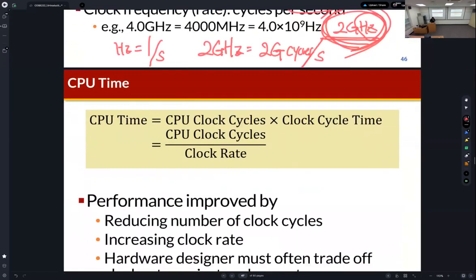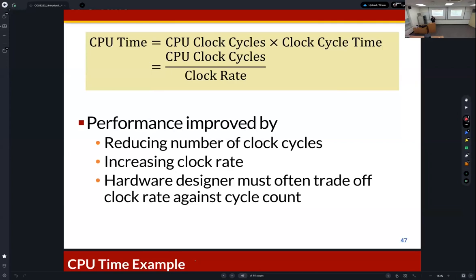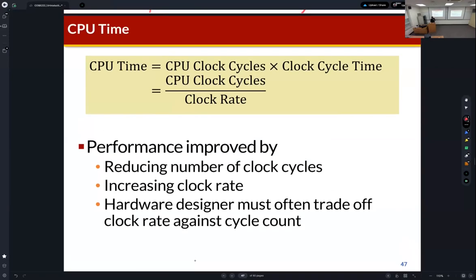Then how can you measure this CPU time? CPU time is the response time of an application, but many factors such as the I/O devices or operating system overhead are ignored. We only measure the execution time on the CPU. That is the CPU time. Then how can we define the CPU time?